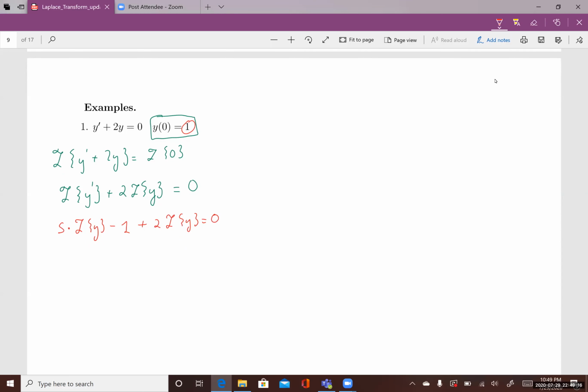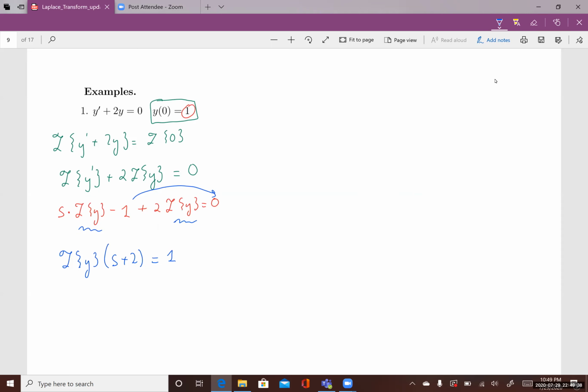Then the next step is you want to solve for the Laplace transform of y. By grouping like terms, the Laplace transform of y together, you have s plus 2. Okay. And then you move 1 to the other side. It equals 1. So the Laplace transform of y will be 1 over s plus 2.